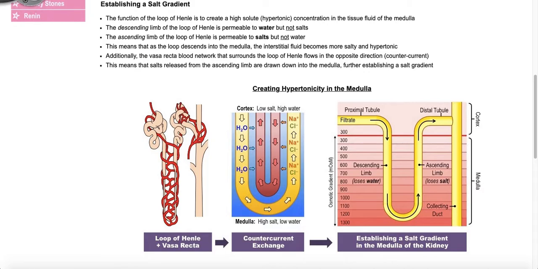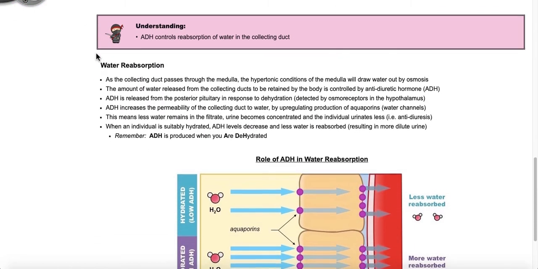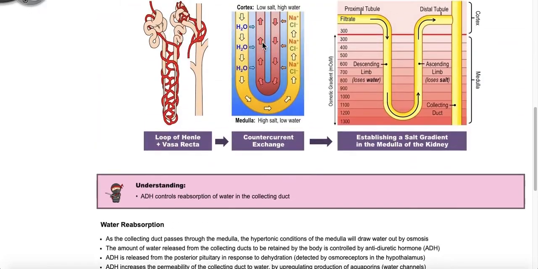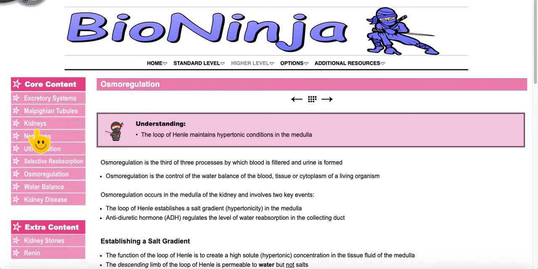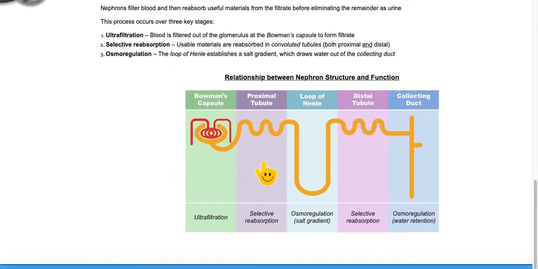Okay, so the second event that happens within the coordination between the loop of Henle and the collecting duct is that ADH controls reabsorption of water in the collecting duct. So just quickly, if you remember from the diagram here showing you the structure of the nephron, remember that osmoregulation happens here in the loop of Henle, but it also happens here in the collecting duct.